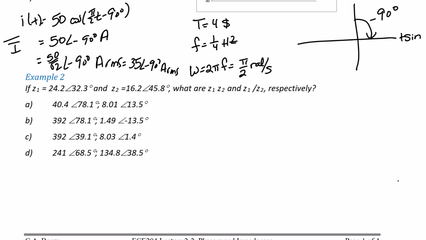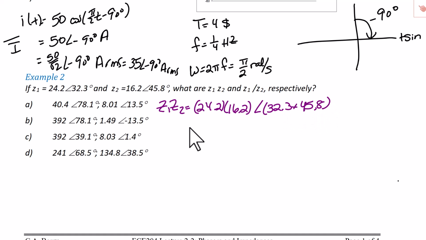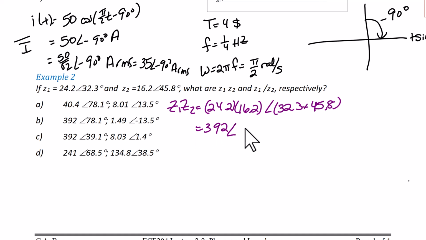Example 2. If Z1 is 24.2 with an angle of 32.3 degrees, and Z2 is 16.2 with an angle of 45.8 degrees, what are Z1 times Z2, and Z1 divided by Z2, respectively? To multiply complex numbers, we multiply the magnitudes, 24.2 times 16.2, and we add the angles, 32.3 plus 45.8. So that product is 392 with an angle of 78.1 degrees.